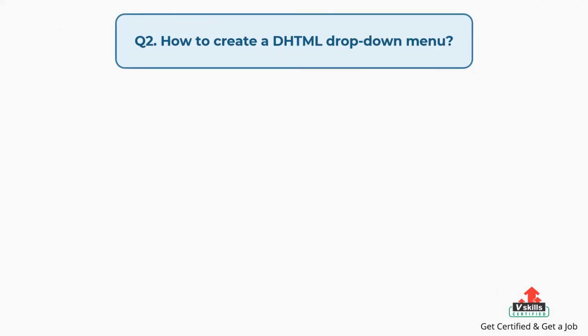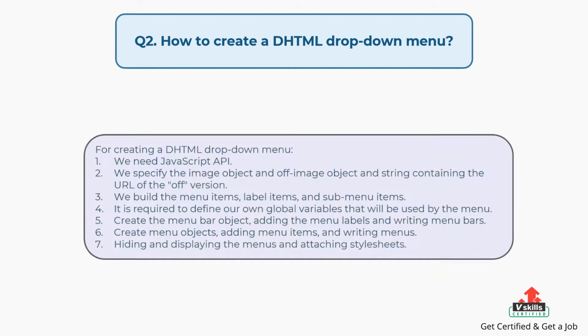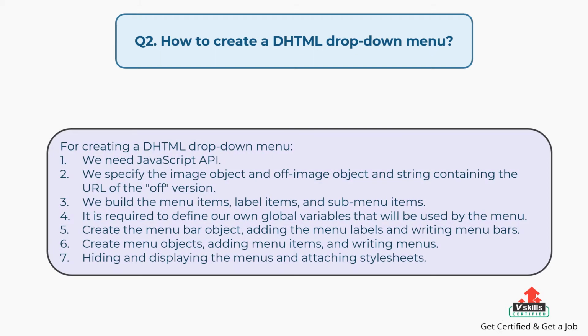Question number 2. How to create a DHTML drop-down menu? The answer is: for creating a DHTML drop-down menu, we need JavaScript API. After that, we specify the image object and auth image object and string containing the URL of the auth version. Thirdly, we build the menu items, label items, and submenu items.